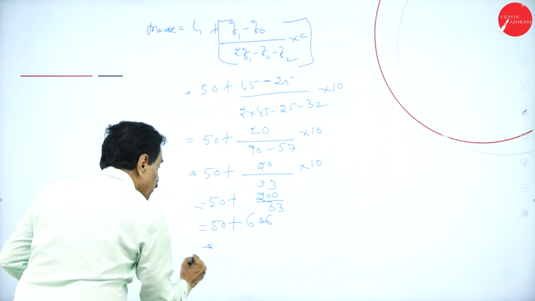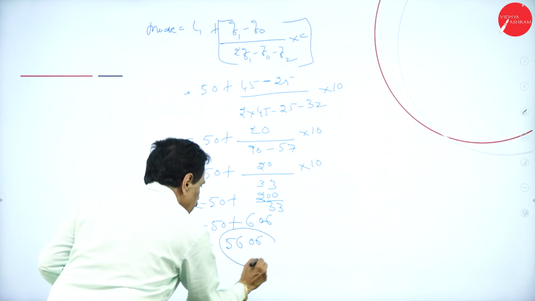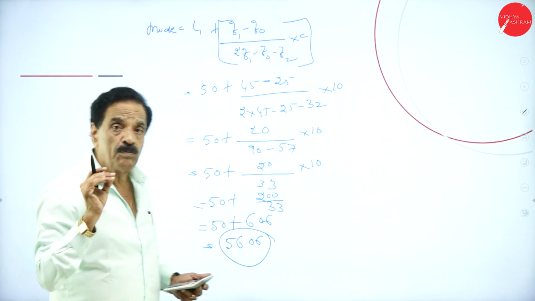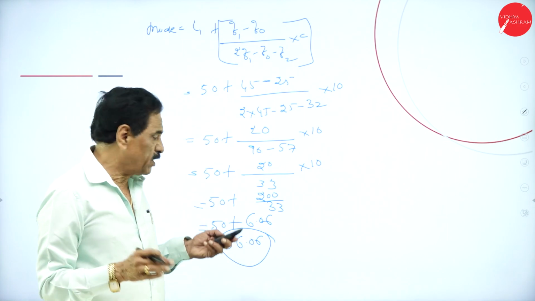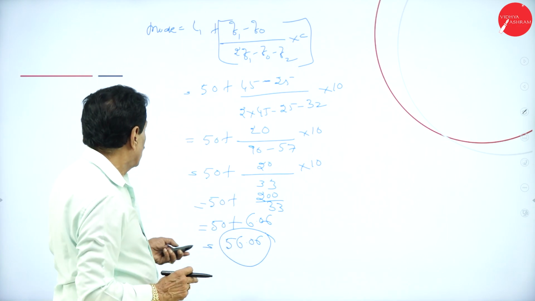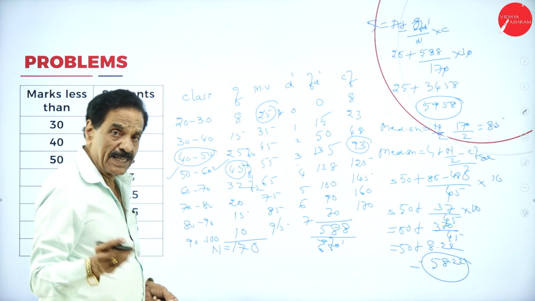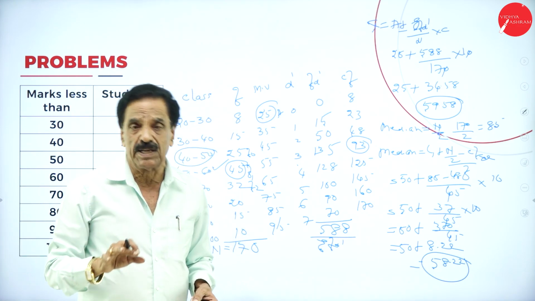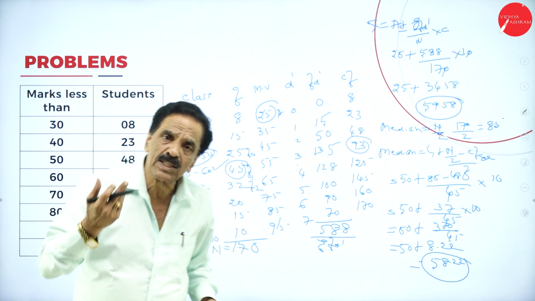This becomes 56.06. So the mode should lie in the modal class. If you see your modal class, you can understand your answer is correct. What's your class if you have taken 50 to 60? Your answer has come between 50 to 60, which means your answer is correct. Okay, we'll go to the next one.